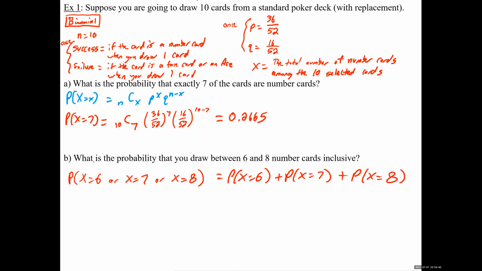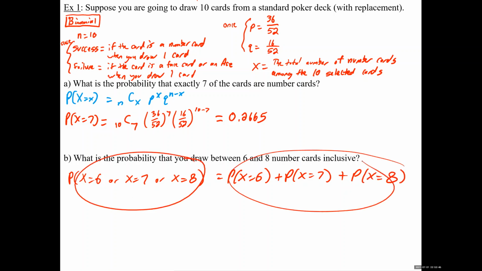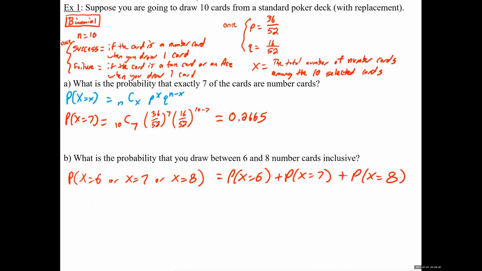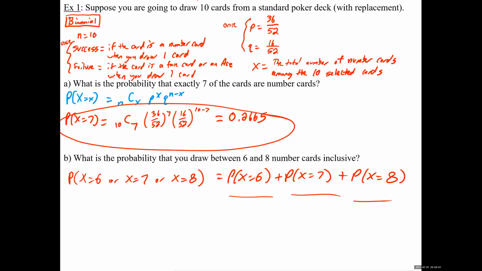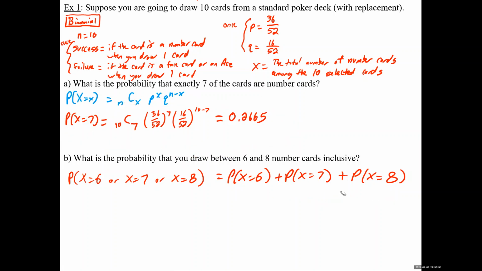So you're going to write down the notation, then you're going to write down the OR formula. But now, each one of these looks just like this. So you got to do 3 problems just like part A now. And you just fill into the formula. So I'm going to do that real quick. For probability x equals 6, it's going to be 10c6, 36 out of 52 to the power 6, 16 over 52 to the power 10 minus 6. It basically looks just like this, but instead of all the 7s, I have 6s.